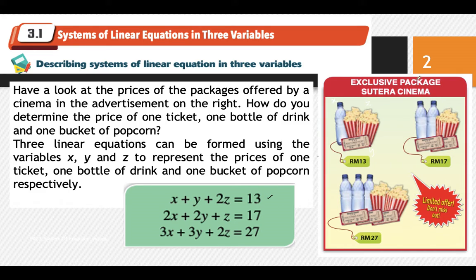Another one, since the bottle of drink is x, the ticket is y, the popcorn is z, so 2x plus 2y plus z equals 17. Or 3 bottles, 3x, 3y, and 2z equals 27. So this is how you describe the system of linear equations in 3 variables.